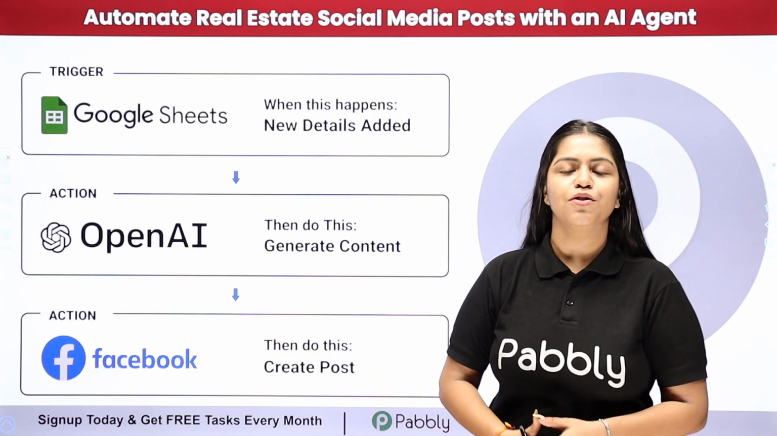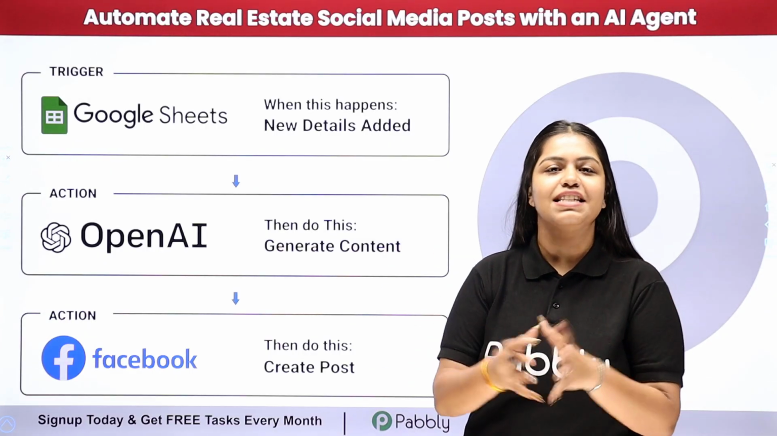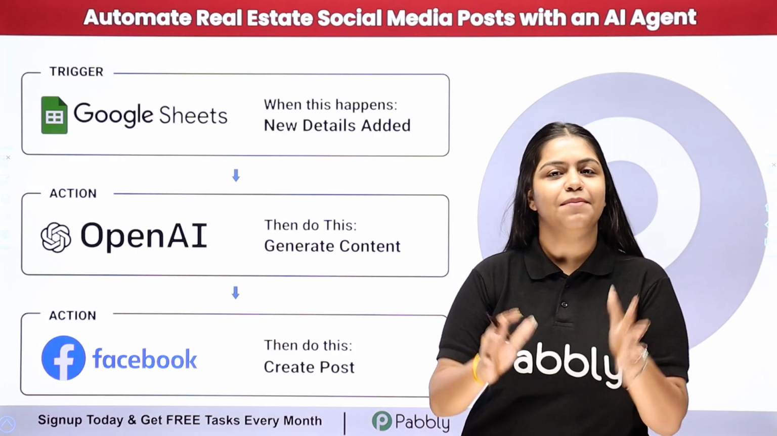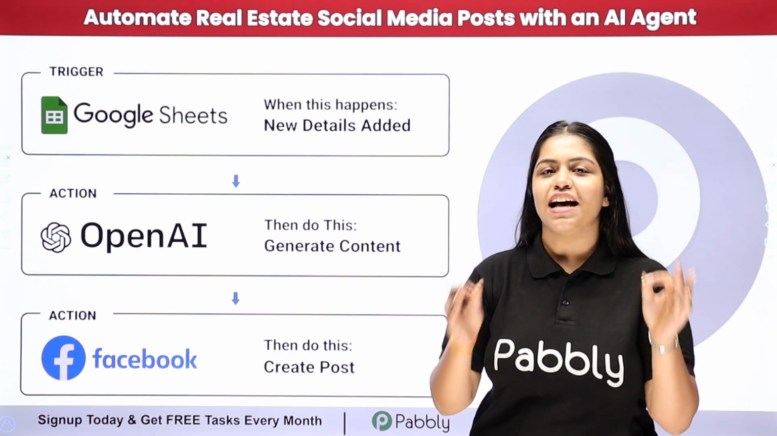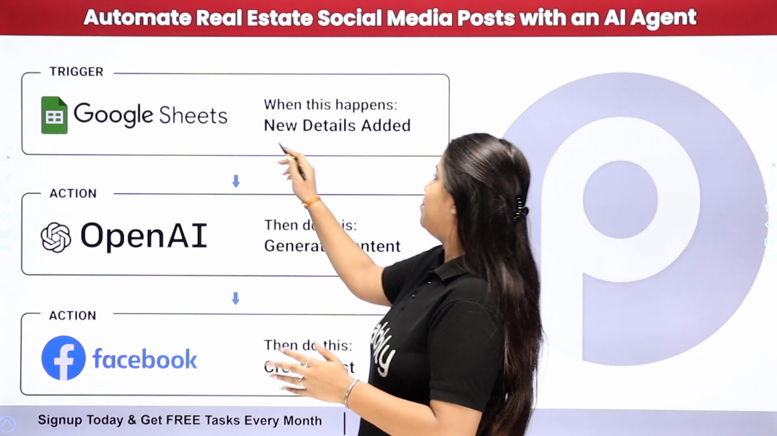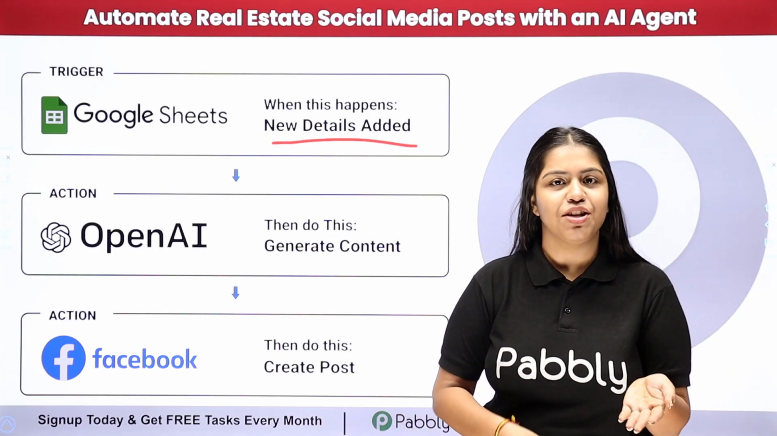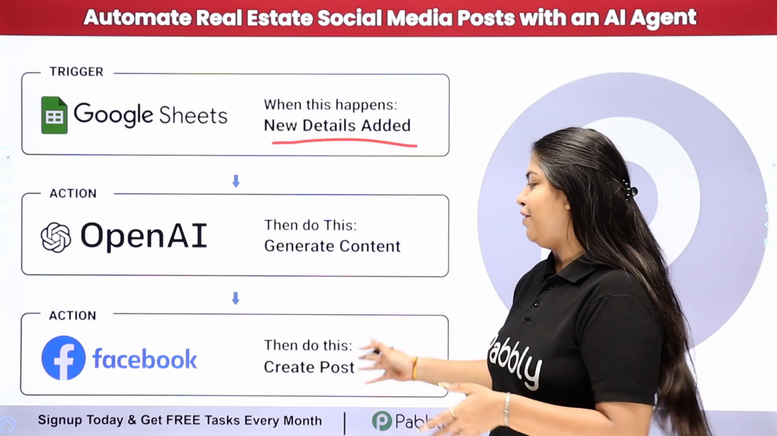So like you, I also used to post manually on all my social media accounts, but this is such a time consuming and tedious task. So to solve this problem, I've simply created this amazing automation where as soon as I add the property details into my Google Sheets, automatically my AI agent is going to generate me an image and the caption related to same, and further we're going to post it on our Facebook page.